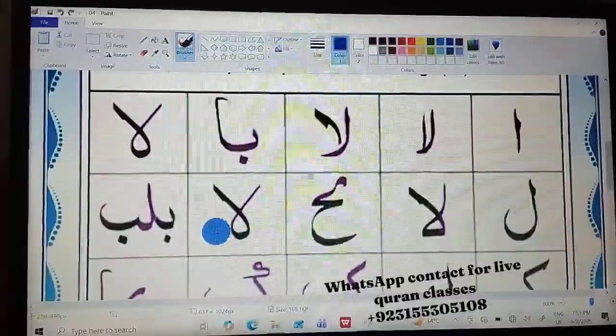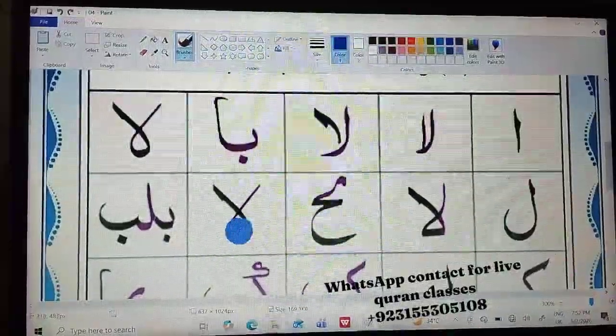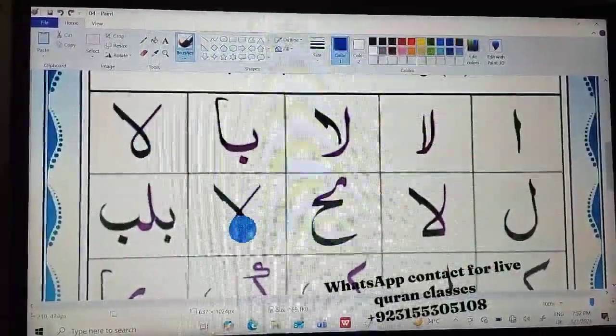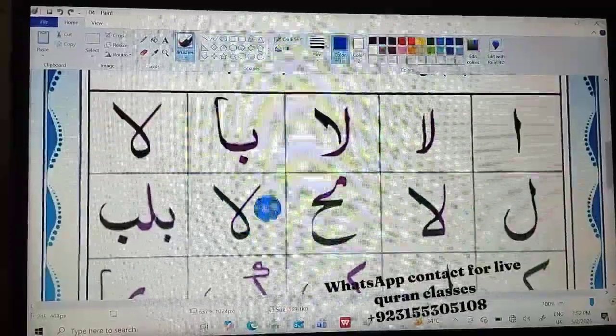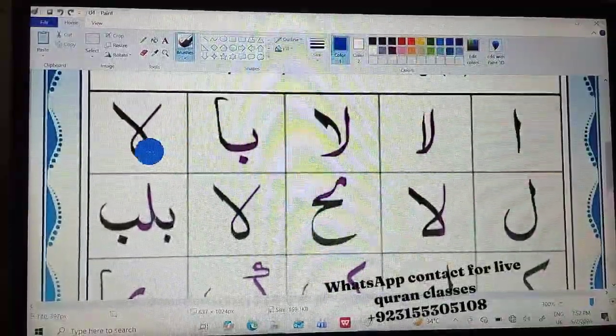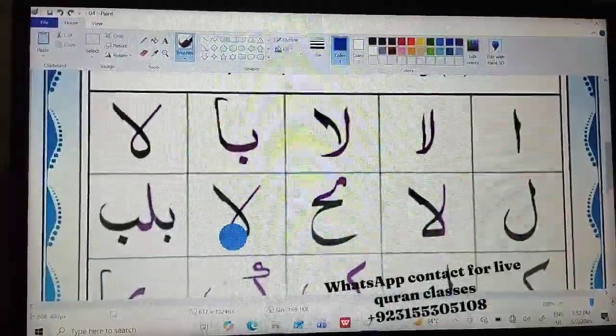And again here, Lam Alif. This one and this one are the same in shape. So this one is Lam Alif, this one is Lam Alif, and also this one is Lam Alif, and this one is Lam Alif.